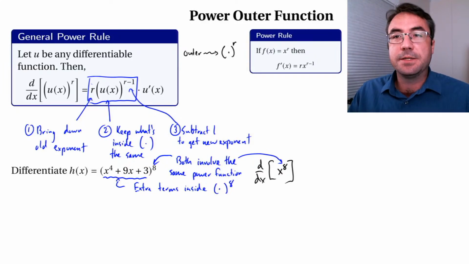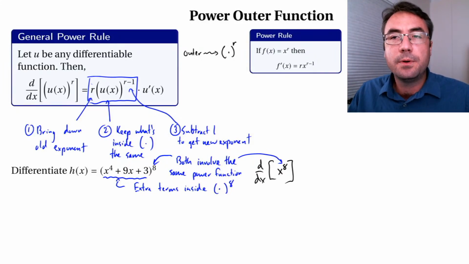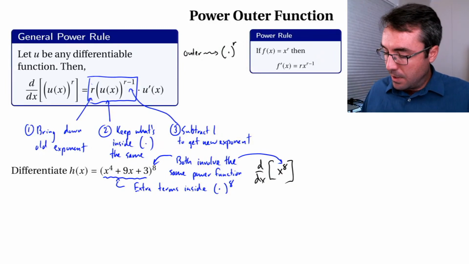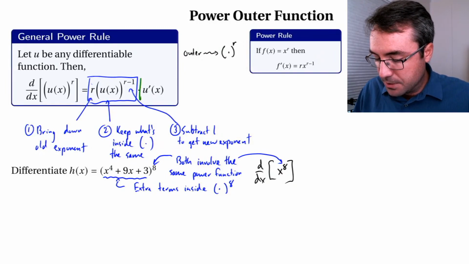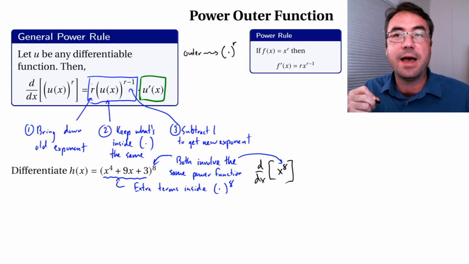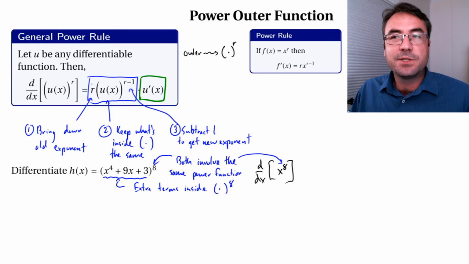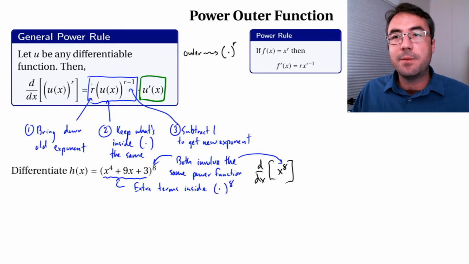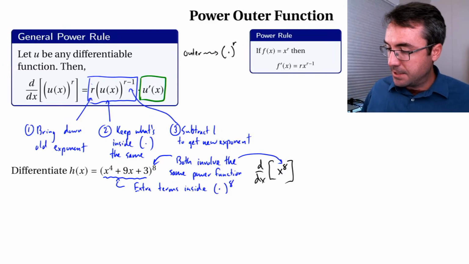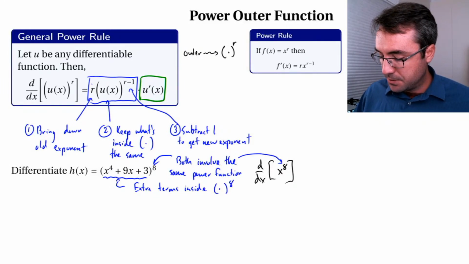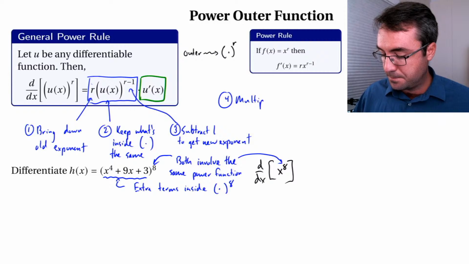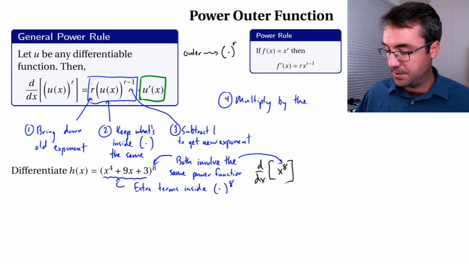All right, so what's new here with the chain rule? Well, it's this extra thing that we're multiplying by here, this u prime of x. This is really where the chain rule is coming in. The last part of this is that we multiply by the derivative of what's inside the parentheses.